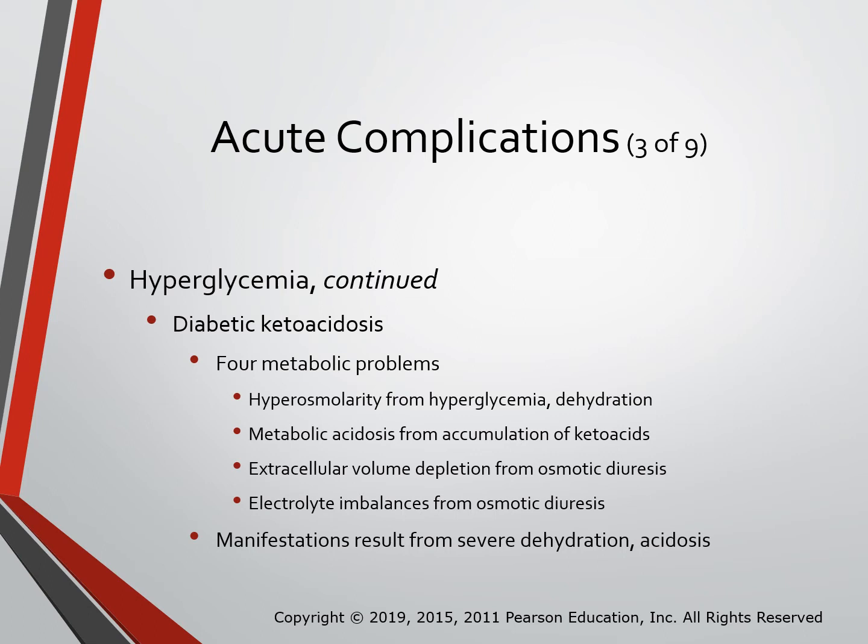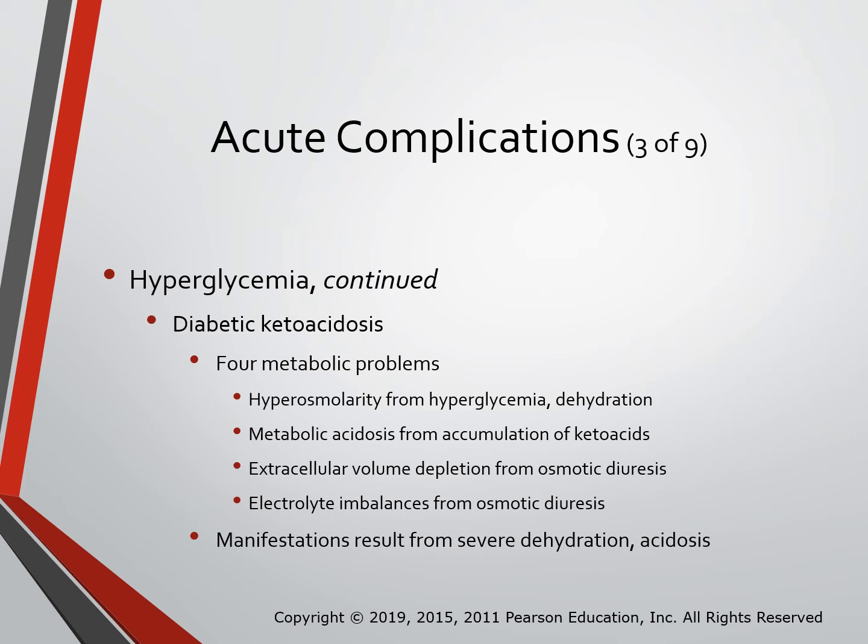Hyperosmolarity from hyperglycemia and dehydration. So in other words, your kidneys are going to show that you're dehydrated. Metabolic acidosis from an accumulation of ketones. And so if you're acidotic, that's not good. I mean, you can become comatose and again die from that. Extracellular volume depletion from osmotic diuresis, so we're losing fluid, and electrolyte imbalances because of this fluid loss. When we lose fluid, we lose potassium and we lose sodium, and we need these electrolytes to help our heart and our muscles and all of that work properly.